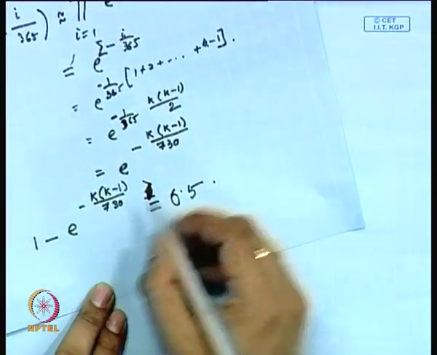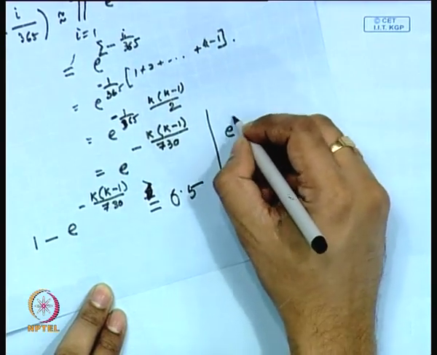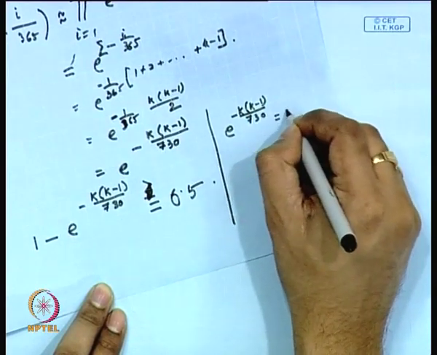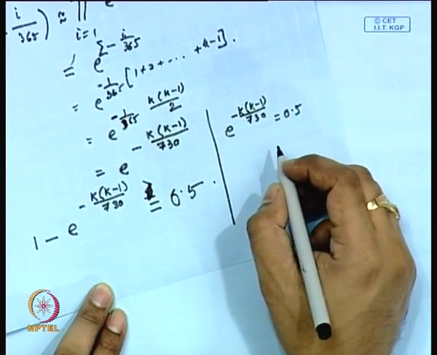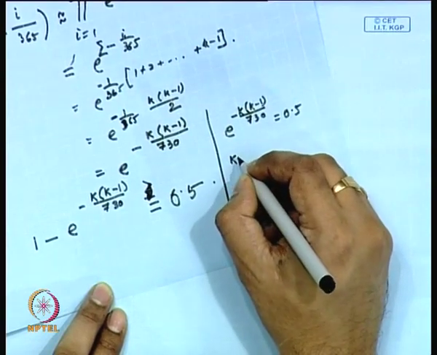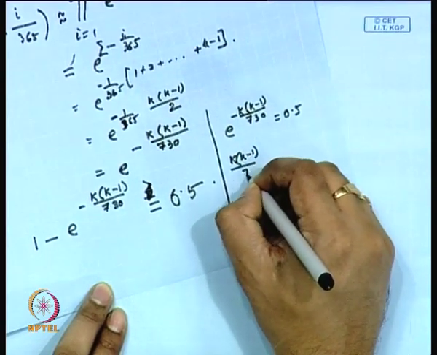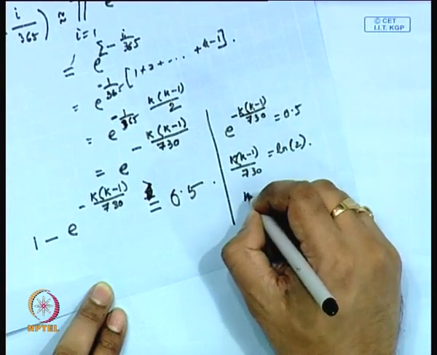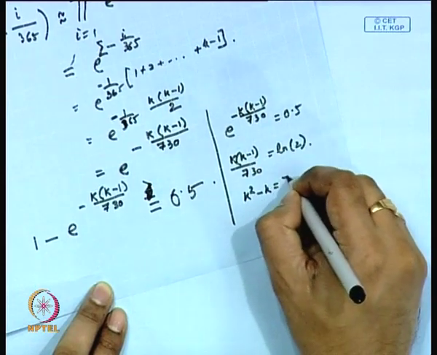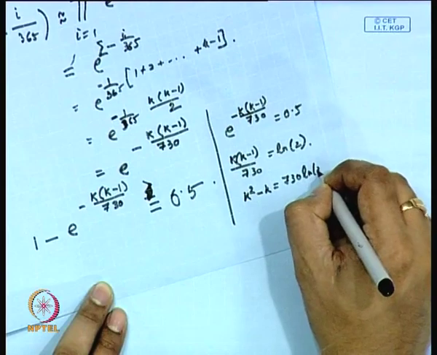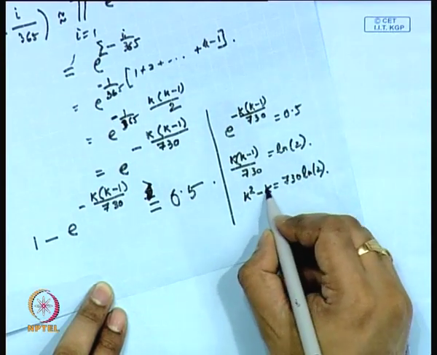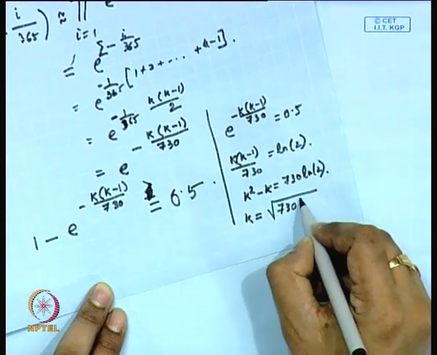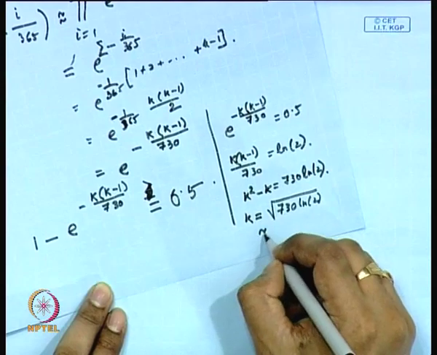So what you can do is bring this like e to the power of minus k(k minus 1)/730 will be equal to 0.5, and then if you take a log on both sides, k(k minus 1)/730 is nothing but ln 2, and therefore k square minus k will be equal to 730 into ln 2. If you neglect k with k square, then k will be roughly equal to the square root of 730 ln 2, and that will be approximately 23.